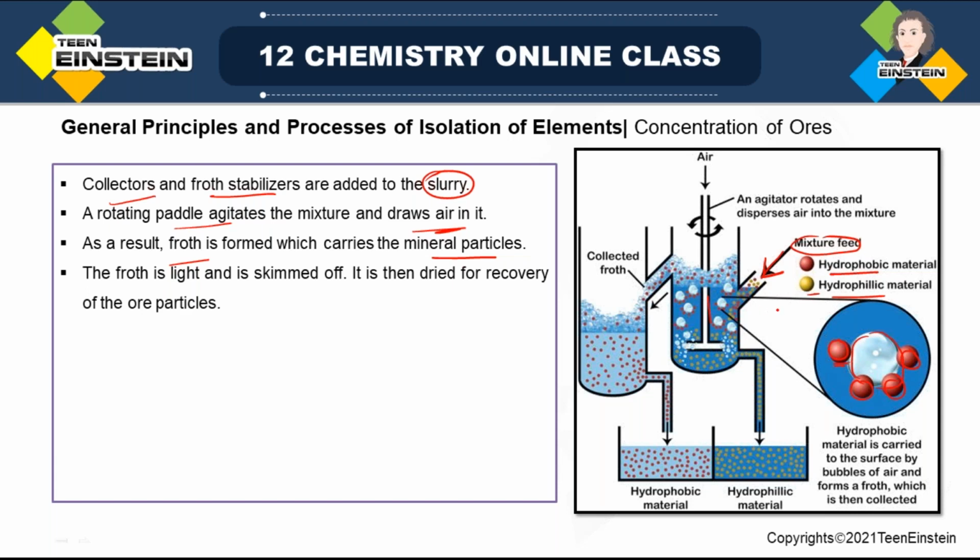So basically this is the froth. See here, this part is deep blue, but this part is light blue. The light blue part is actually the froth, which is lighter compared to the mixture. So it stays on the surface, on top, and contains all the hydrophobic material. From the upper part, this hydrophobic material is collected. So this is the collected froth. In the lower part, you can see only this yellow colored material, that means hydrophilic materials are left here. So ultimately you are separating the hydrophobic material from the hydrophilic material.